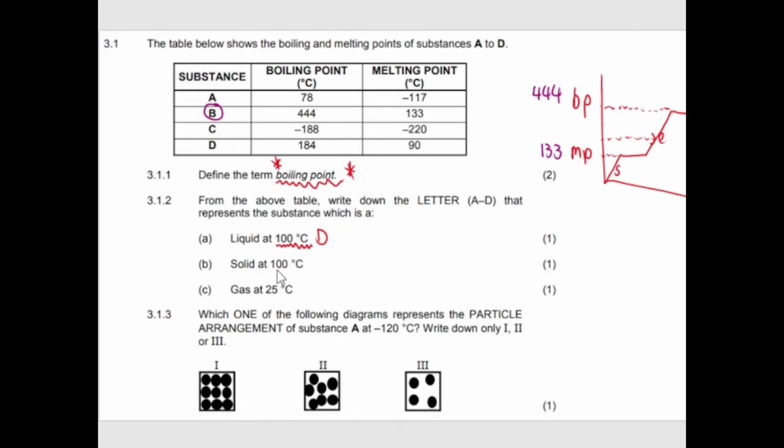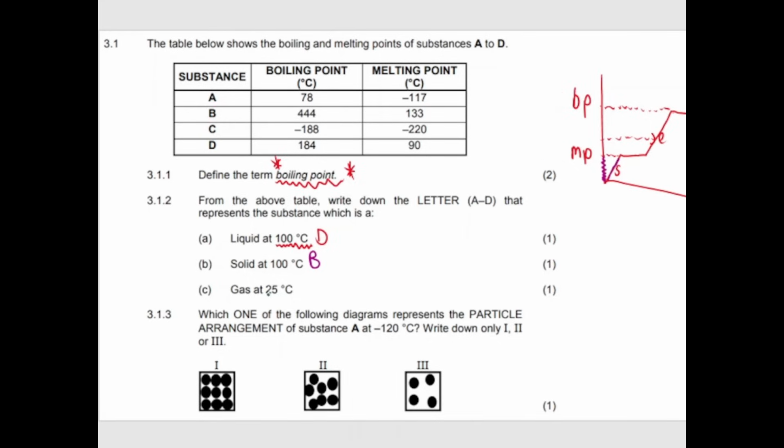If we want to look at 100 degrees, 100 is before 133. So 100 will be somewhere down here, and that would be when the substance is in solid phase. So solid at 100 degrees Celsius will be B. Then for C, they want to know which substance is a gas at 25 degrees Celsius.